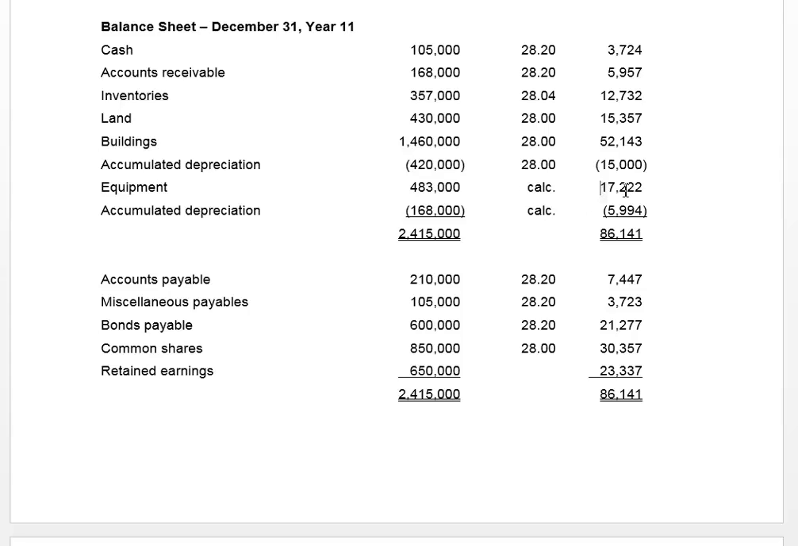And our equipment, you'll recall when we did our calculations in the first video, we calculated equipment at $17,222. And again, I have a CALC here, calculated, because we had two different rates for equipment. The rate for the opening balance in the equipment for the sub at the date we became related, and there was also a historical rate that we used to translate the equipment that they purchased during the current year, year 11. So this 17,222 is a composite of two different rates that were used to translate the 483,000. Similarly, those same rates were used to translate 168,000 in accumulated depreciation, and that gives us total assets of 86,141.